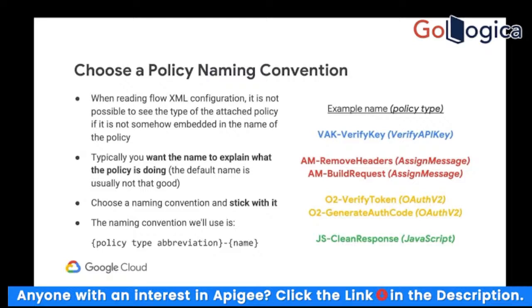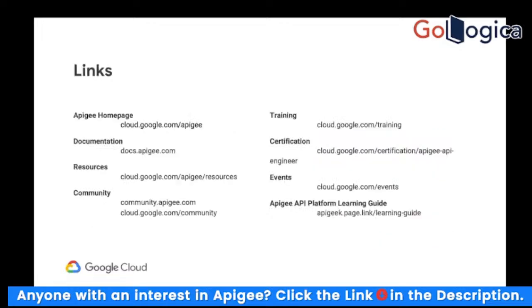So what activity it is doing, you have to specify. Like VAK hyphen verify key means the verify API key policy is verifying a key. AM remove header, like removing a header. Assign message build request. OAuth2 verify token, OAuth2 generate output, JSON policy clean response. Those kinds of things we can do, so we can define all these.